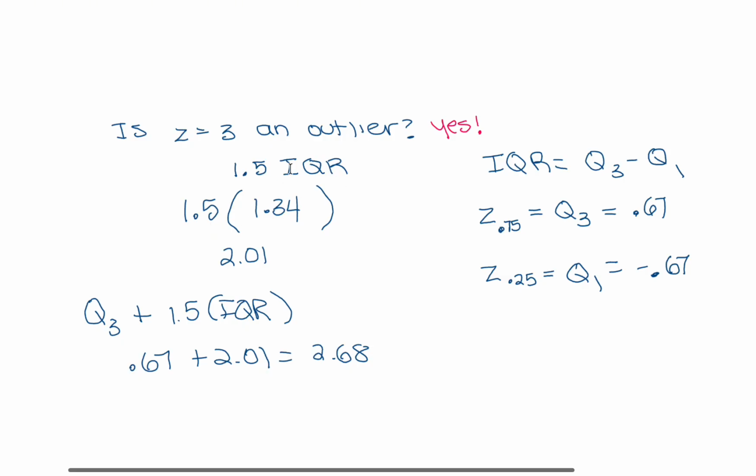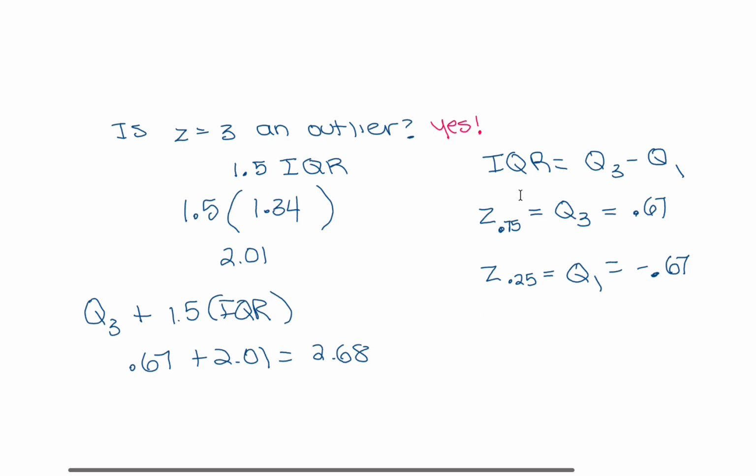You might be wondering why we multiply by 1.5. If you want to use the fence method to find out whether the value we're looking at is an outlier or not, you're going to do 1.5 times IQR, basically 1.5 times the difference between Q3 and Q1. You will get 2.01, and Q3 plus 1.5 times IQR, basically this value, you will get 2.68. And you can see that 3 is outside of 2.68. So yeah, we can say that z equal to 3 in this case will be an outlier.